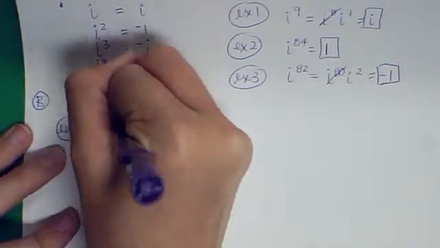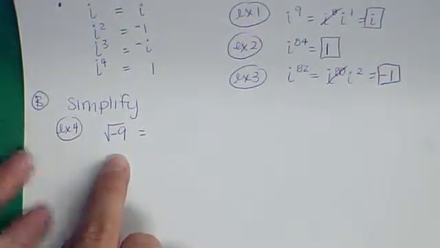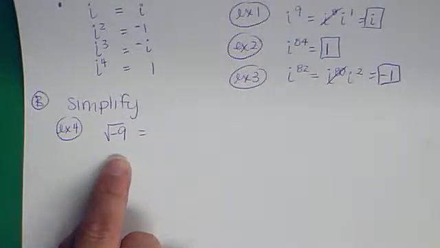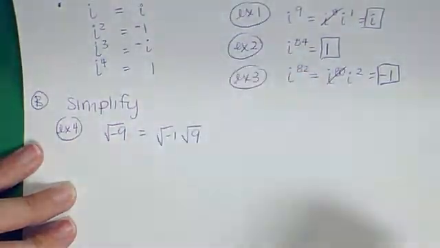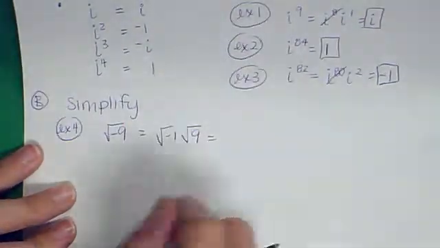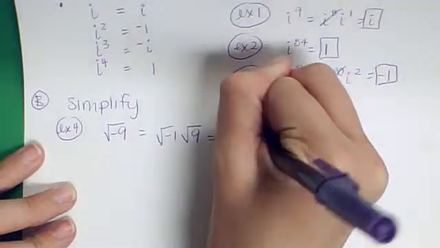The square root of -9. Previously, we've not been able to take the square root of a negative number. Now we can by doing -1 times the square root of 9. That's equivalent. We know that the square root of -1 is I, so I times the square root of 9.